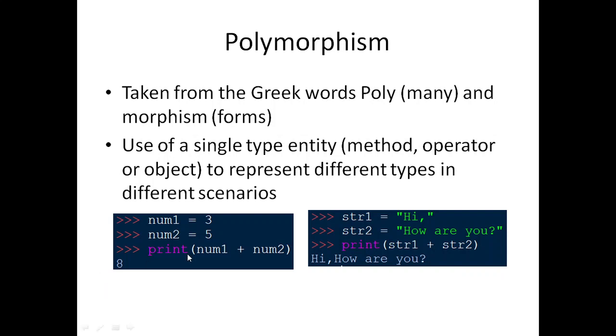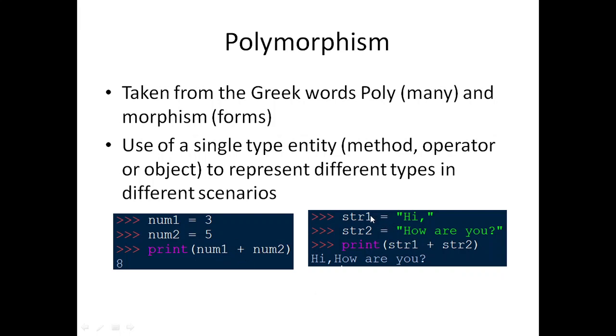We have already seen polymorphism examples earlier. If we have a variable num1 which is assigned 3 and num2 which is assigned 5, if we give num1 plus num2, you will get the result as 8. So this plus is an operator which will add these two numbers.